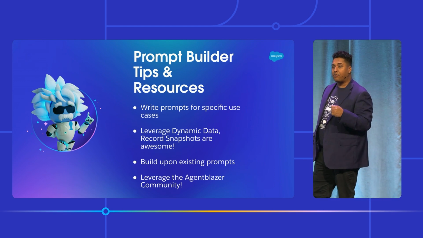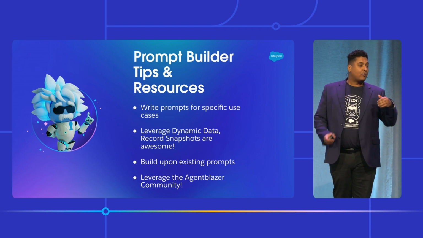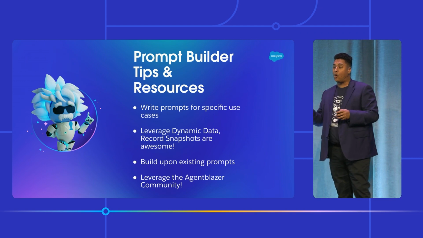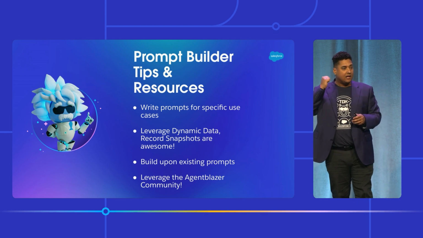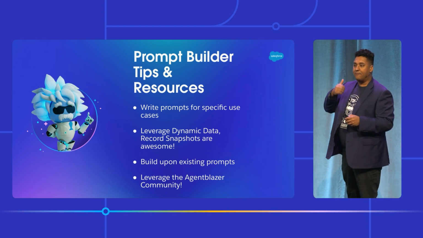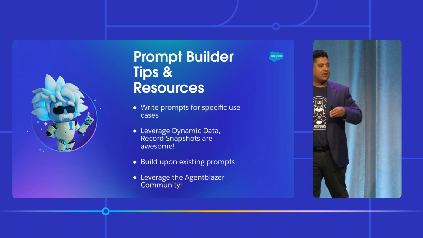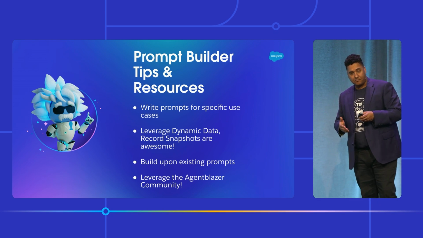When we're writing our prompts, write your prompts for specific use cases. That's going to help you out. Rather than trying to have a single thing do too much, get very specific in the role and the job of the AI in that specific prompt. Leverage dynamic data. If you've been building flows and you're building reports off of the relational database, that really helps and that really provides a benefit in building our AI.